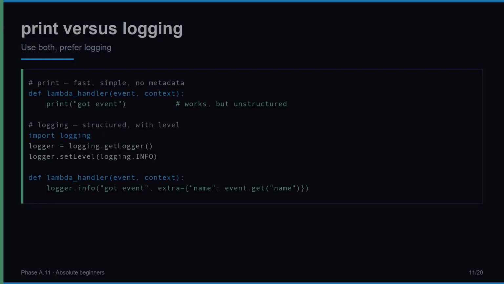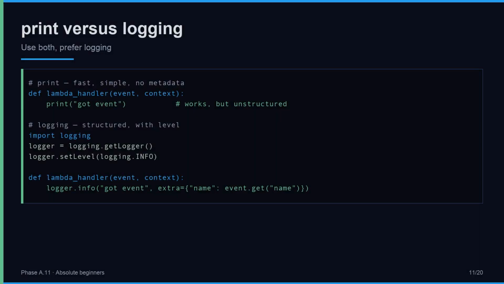Sort by time. You have two ways to write output. Print is fast and simple, but every line is unstructured text.